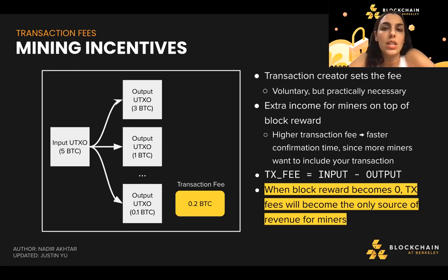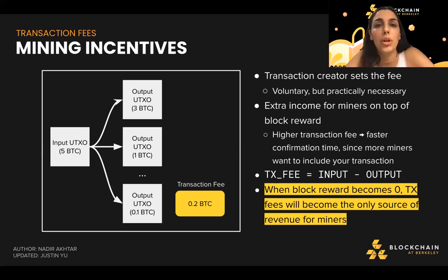And so this transaction fee just acts as extra income for miners on top of their block reward. You can think about it like this: the higher the transaction fee, the faster your transaction will be confirmed, because the more likely any miner in the entire network will pick yours up first, since your transaction fee is higher than everyone else's. And so they're going to receive a pretty high profit from that. And like I said, transaction fee is equal to input minus output. So you have to sum all those outputs, subtract it from the input, and that'll be the transaction fee.